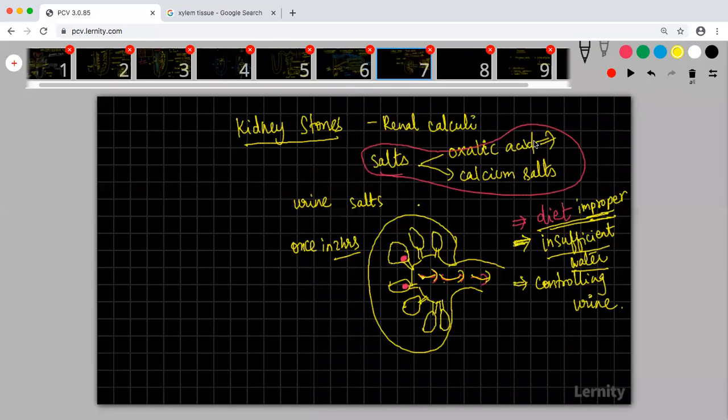So with this, this part is over. Now we are going to the last part of the lesson. The last part of the lesson is excretion in plants.